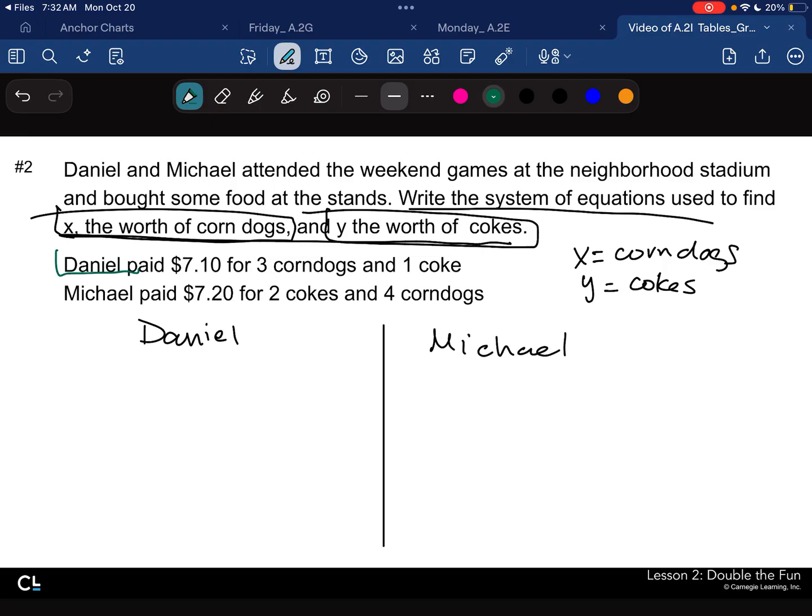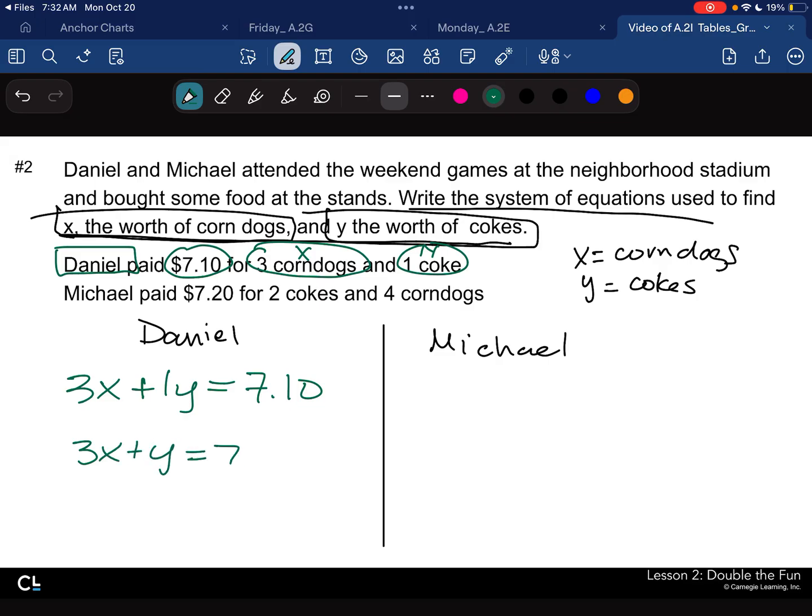So Daniel paid $3.10 for 3 corn dogs. What value represents my corn dogs? X. And then he bought 1 Coke, which is my Y value. So go ahead and write what your equation would be. Perfect. You should have had 3x plus 1y is 710. I would prefer if you put it like this, but that is perfectly fine as well.